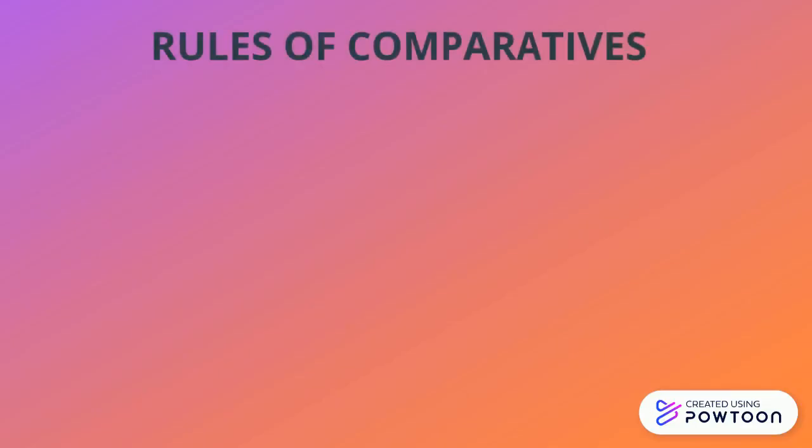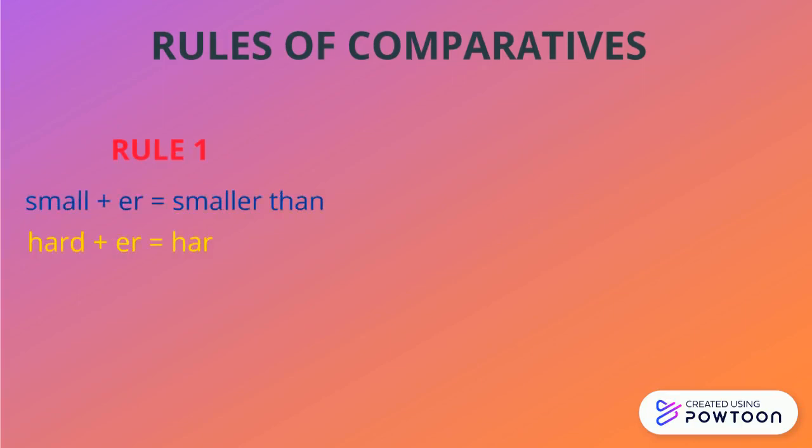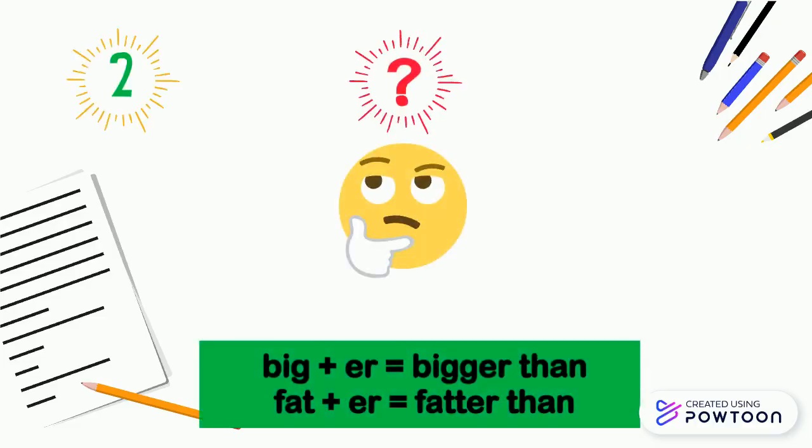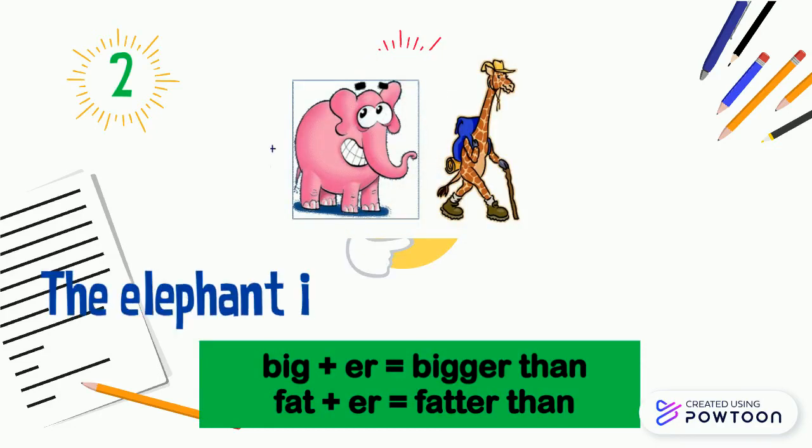Rules of comparatives. Rule number 1. Here you have small adjectives, one syllable. You have to add -er and then "than". For example, the ant is smaller than the hippo. Rule number 2. For a one-syllable adjective that has consonant, vowel, consonant, you double the last consonant and add -er plus "than". For example, the elephant is fatter than the giraffe.